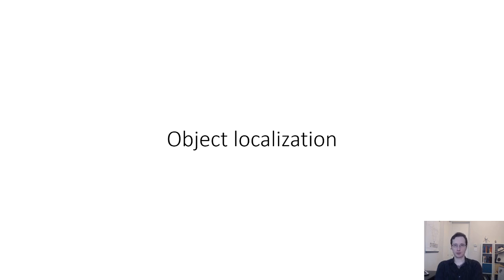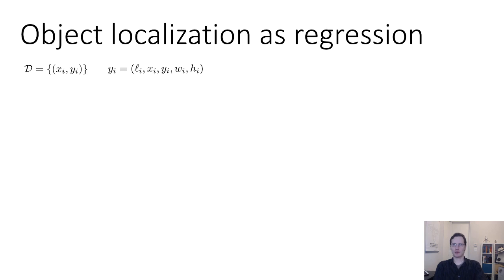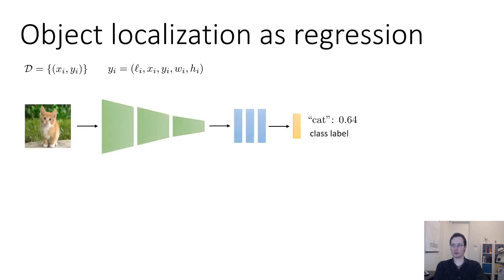All right, so the first problem statement we'll talk about is object localization. One of the simplest ways that we can think about object localization is as a kind of regression problem. So let's take a conventional image classifier like the ones we talked about in the preceding lectures.